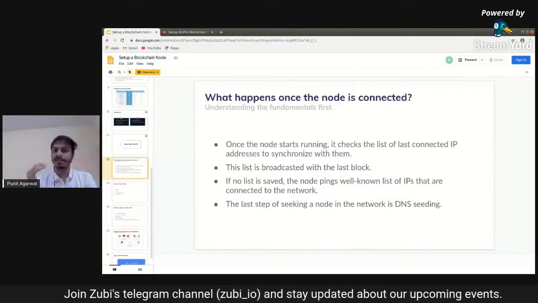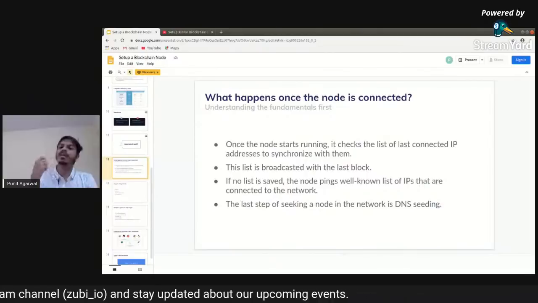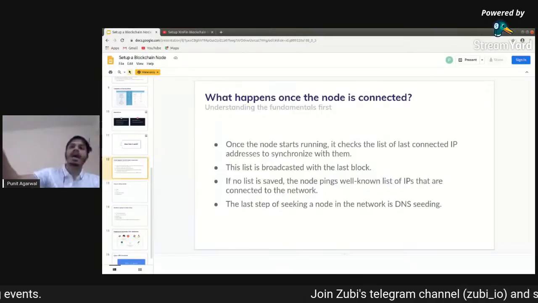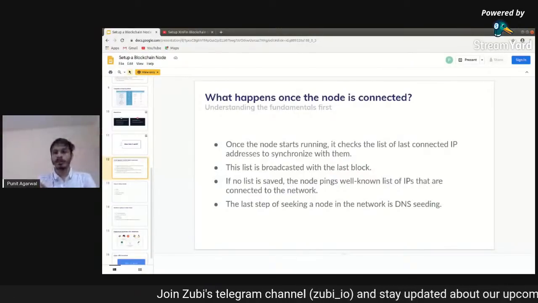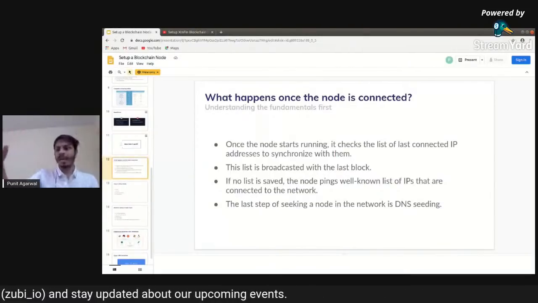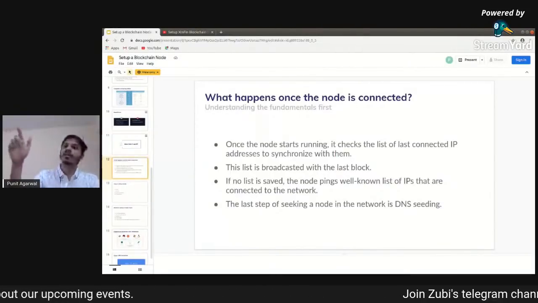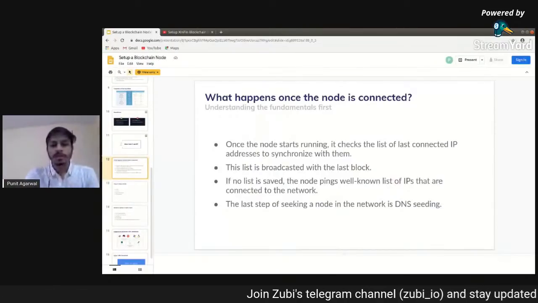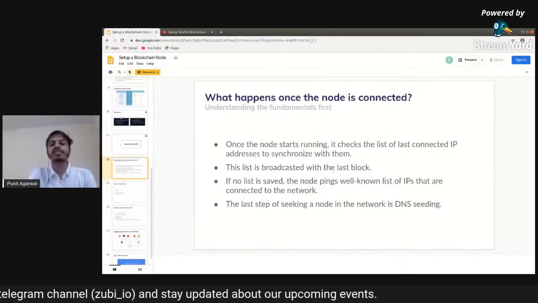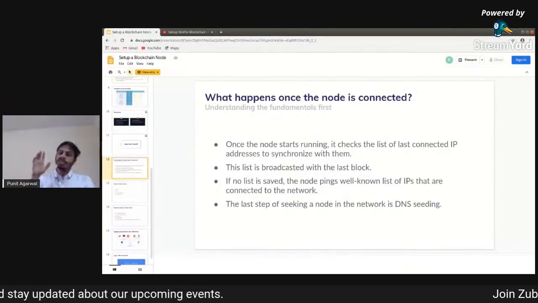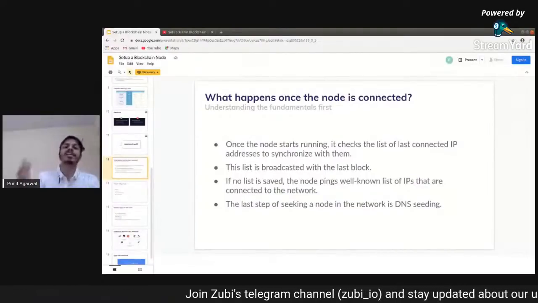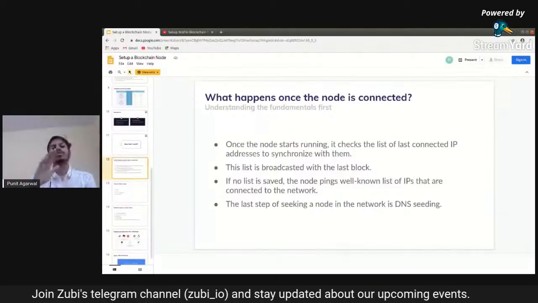And once you have an IP address, you can send a get and post request to that particular IP address for them to connect with you. Getting it? It's a basic of computer networks, wherein once you have the IP address, you can send them a request for them to connect with you. So how do you get this list? This list is broadcasted with the last block. With every particular block, you will have the list broadcasted of what were the last connected IP addresses in this particular block.